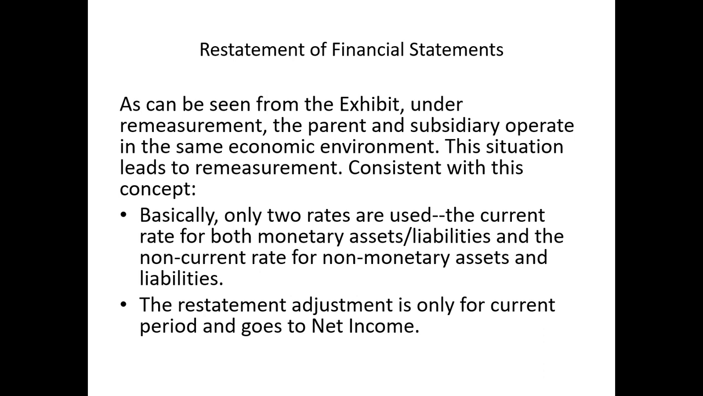Conceptually, it's consistent. The current rate is used for cash, receivables, payables, that's current. And the historical rate, for non-current items that are valued at historical cost. That makes perfect sense. And the adjustment goes to net income, and it's only for the current year. So this is consistent. Here's the problem in the real world, though.